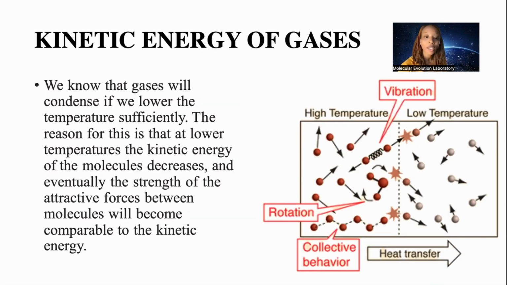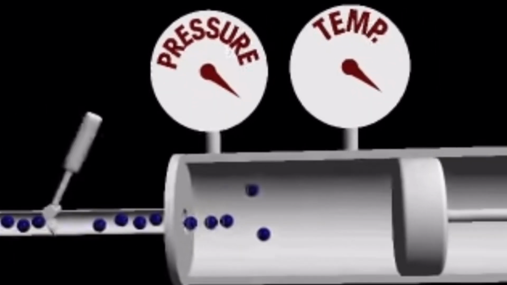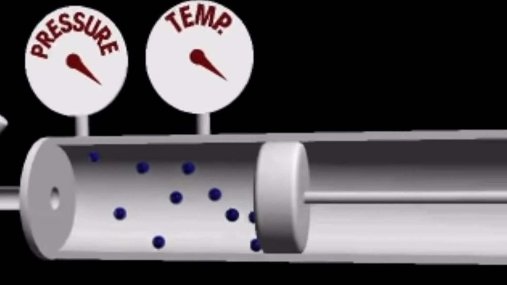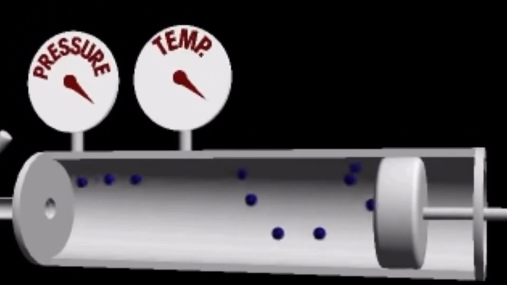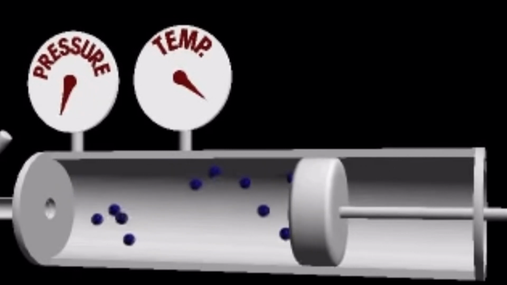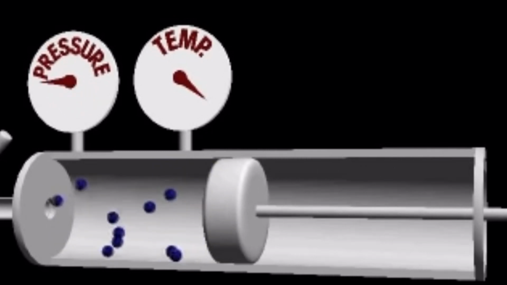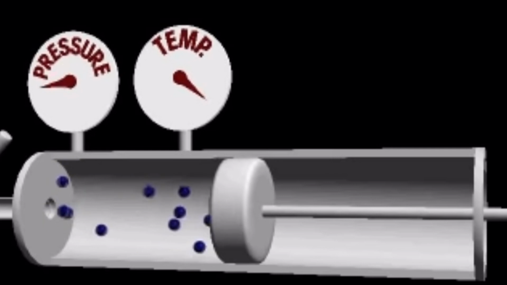We know that gases will condense if we lower the temperature sufficiently. The reason for this is that at lower temperatures, the kinetic energy of the molecules decreases, and eventually the strength of the attractive force between molecules will become comparable to the kinetic energy. And remember that kinetic energy is a type of energy that is associated with moving objects. So the faster the object moves, the greater the kinetic energy.